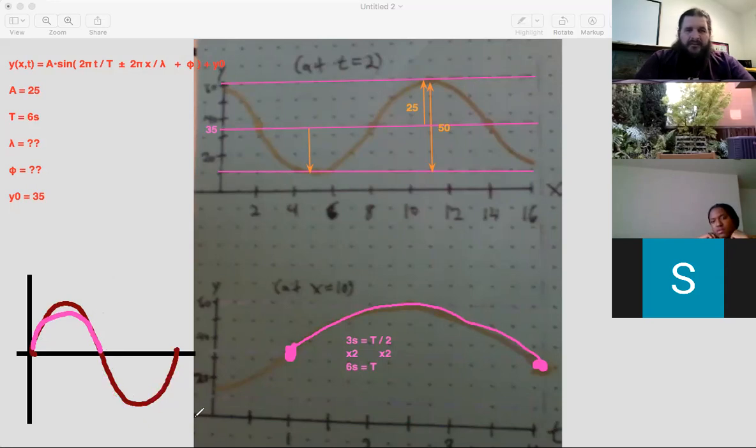Okay, so is it just that any 2 points that are at the same spot are considered half that cycle? Not necessarily, because for instance, if we took this point and this point, this span here would be much less than half a cycle. The important thing is we're going from equilibrium to crest to equilibrium.